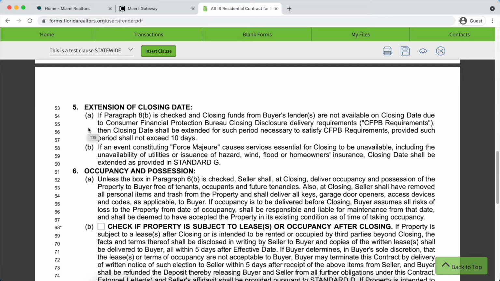Now, number B, in the event of constituting a force majeure, for those of you that don't understand what force majeure is, basically you can't be forced to close if there's an unavailability of utilities.